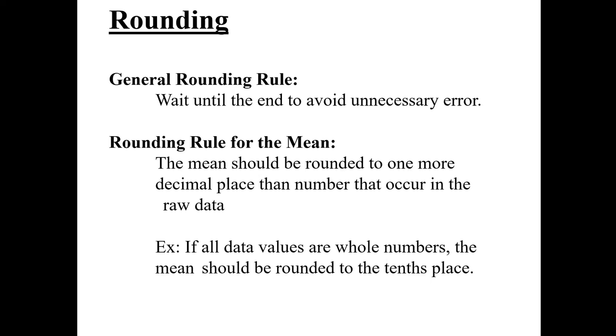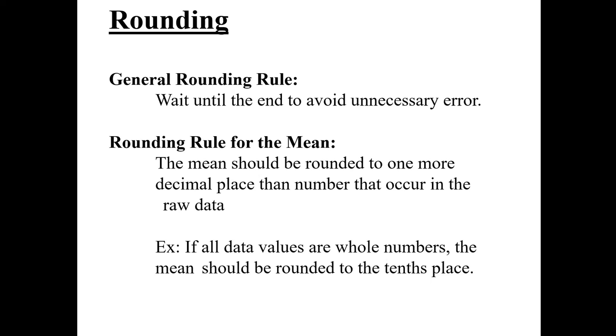Well, a general rounding rule in all of mathematics is to wait till the very end, if at all possible, to avoid any kind of unnecessary errors or any kind of overestimating. And then the rounding rule specific to the mean: it should always be rounded to one more decimal place than the number that occurred in the raw data set.